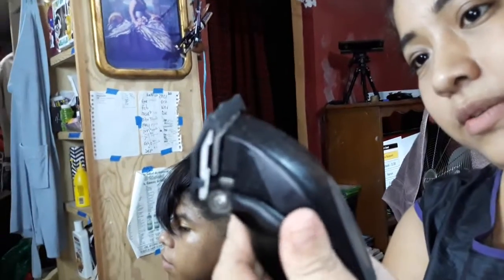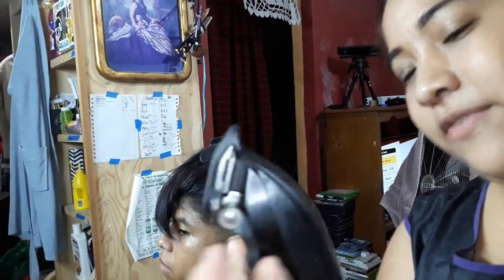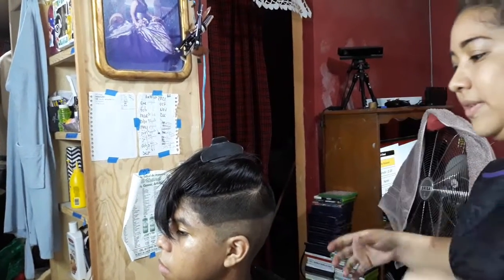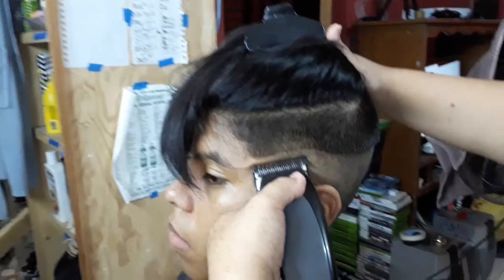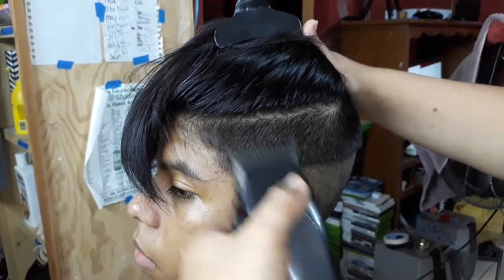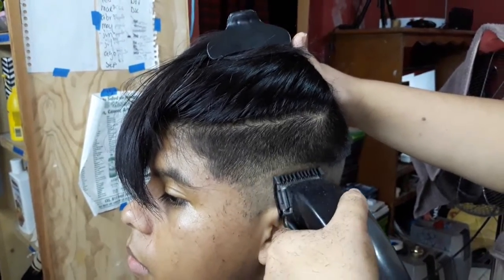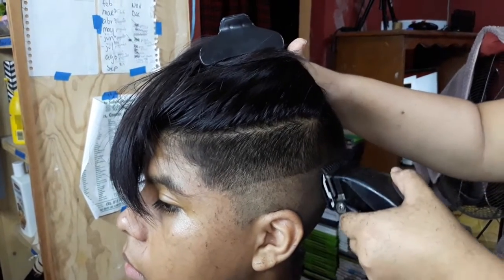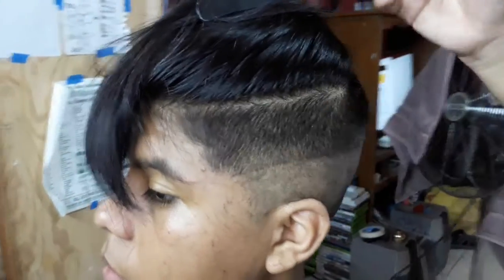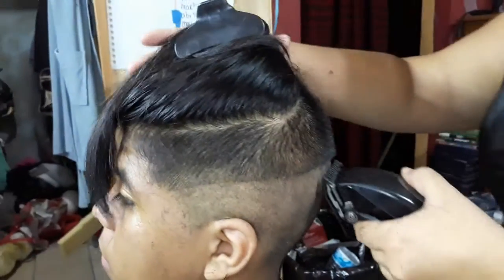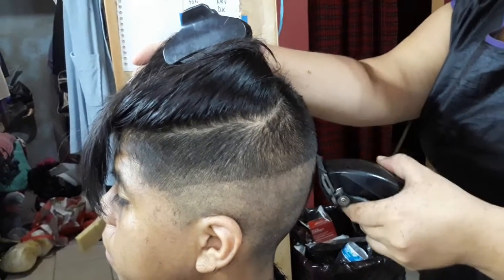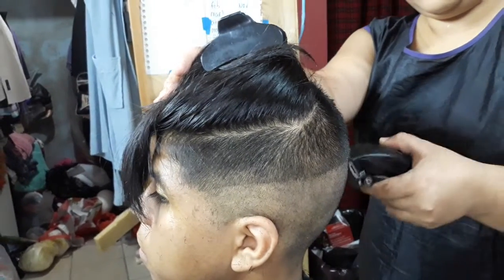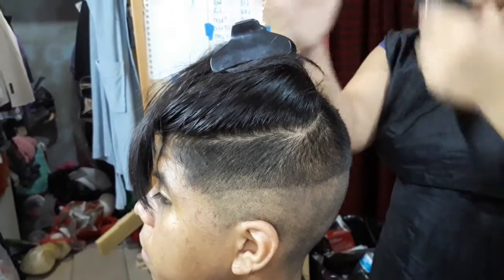Now that we did 2.0, we're going to do 1.5. Again, up and out. For me, at 1.5 is when I really start to see the difference in the fade. Look, you can see that it's starting to fade a little bit more. Up and out. Okay, up and out.